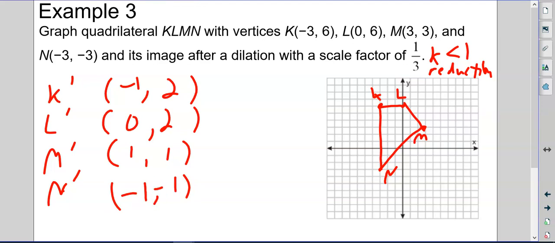So now, negative 1, comma 2. So left 1, up 2. 0, 2. 1, 1. And negative 1, negative 1. So here's my K prime, my L prime, my M prime, and my N prime. It got smaller.